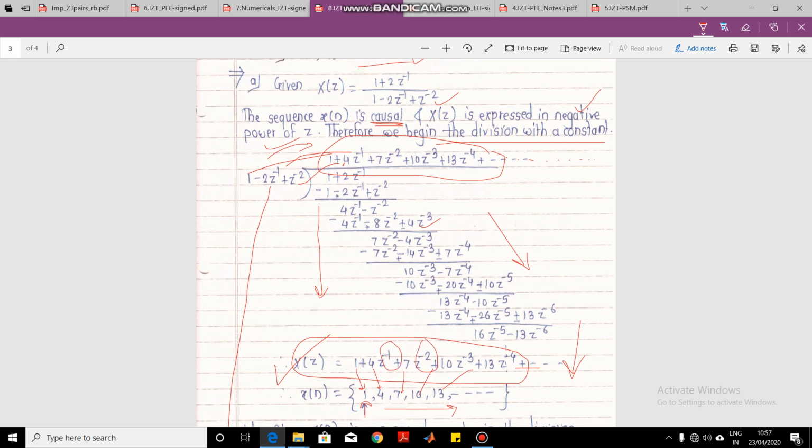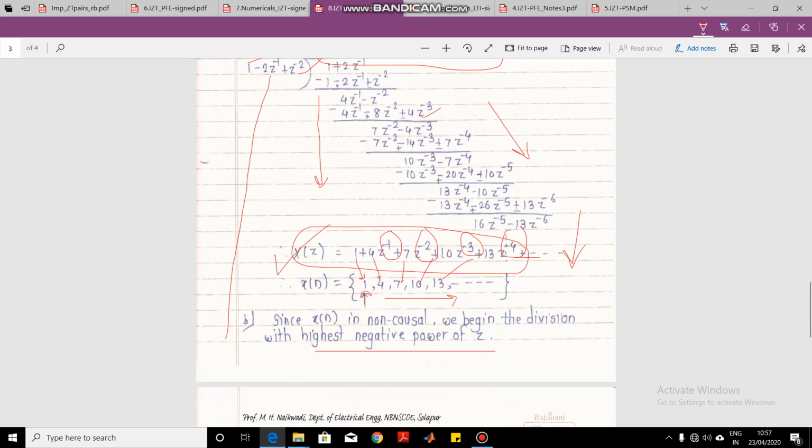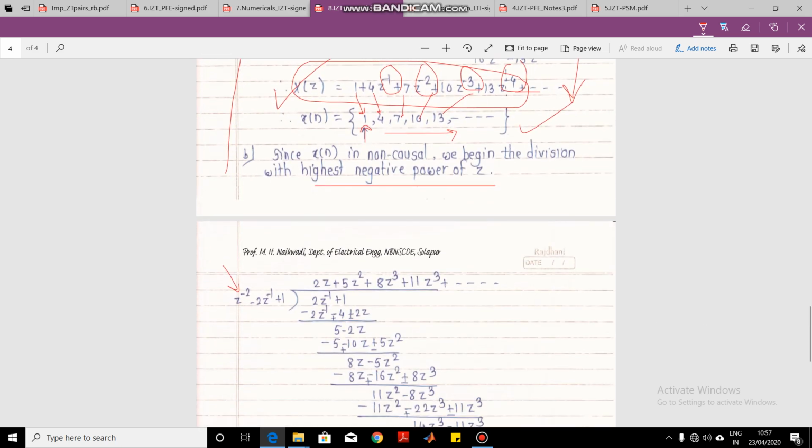When we get the signal in the negative powers of z, we can write the coefficients as our signal. Now when this is a non-causal signal, I start the division from the highest negative power of z. So this is my divisor, this is my dividend. Now this is z raised to minus 2, so I have to get here 2 into z raised to minus 1.